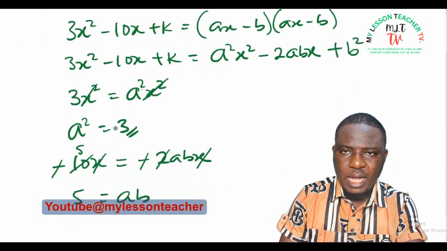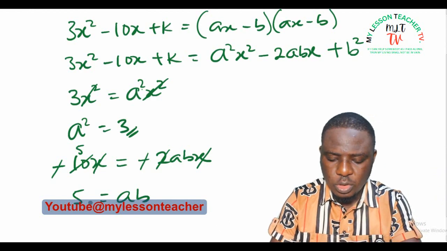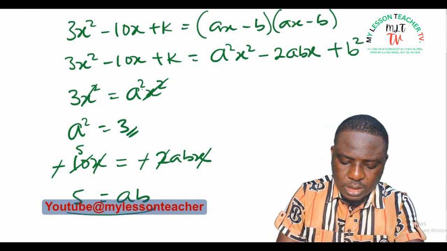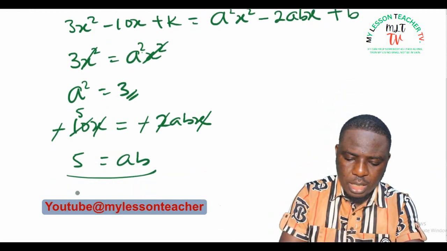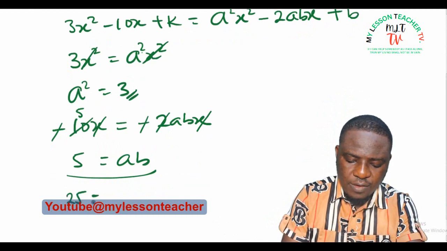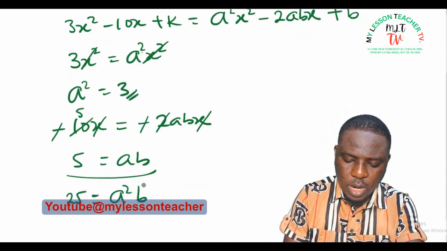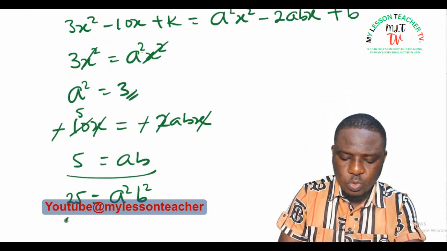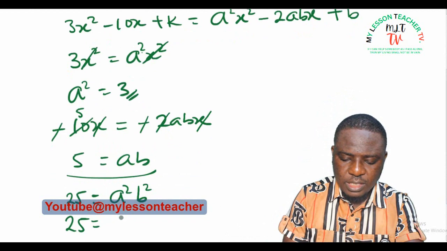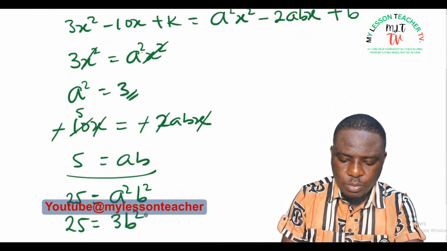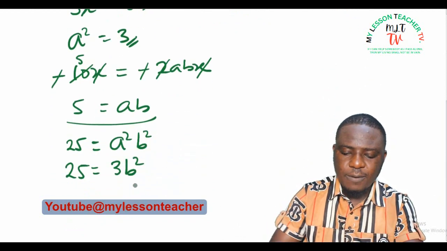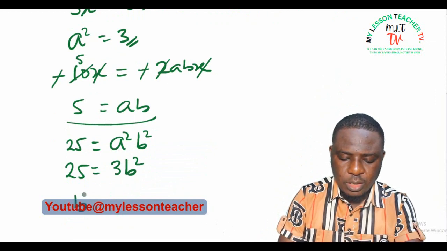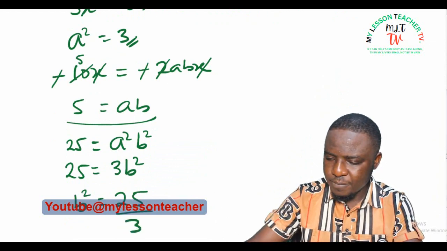Now this is a squared. I don't want to deal with square roots, so I'm going to square this equation, and this becomes 25 to be equal to a squared b squared. Now substitute a squared for 3 in this equation. You have 25 is equal to 3b squared. And when you divide both sides by 3, you have your b squared to be equal to 25 over 3.